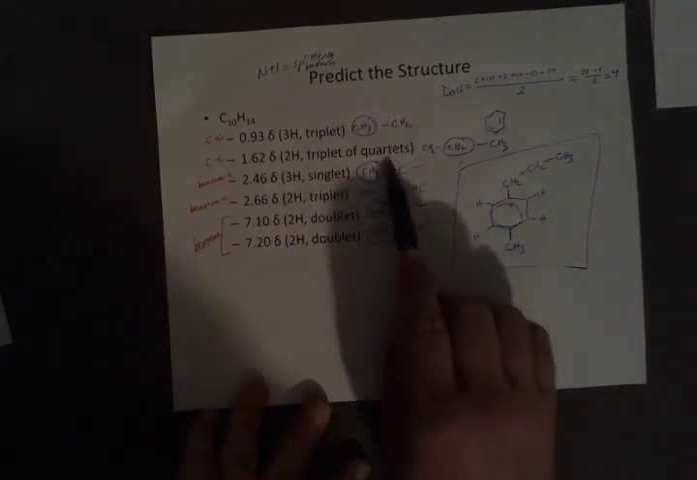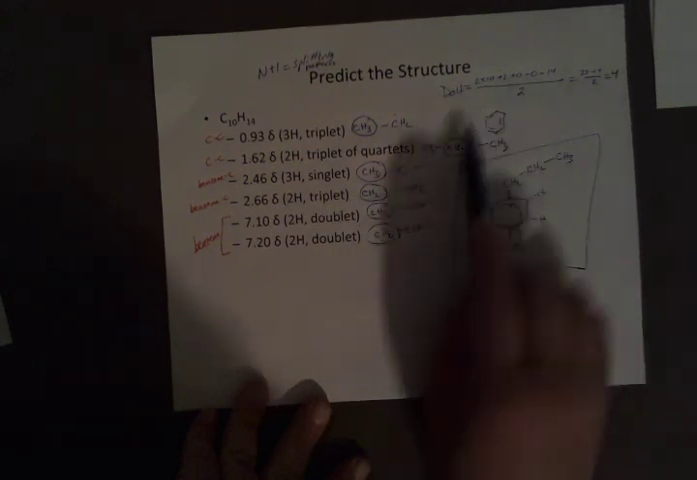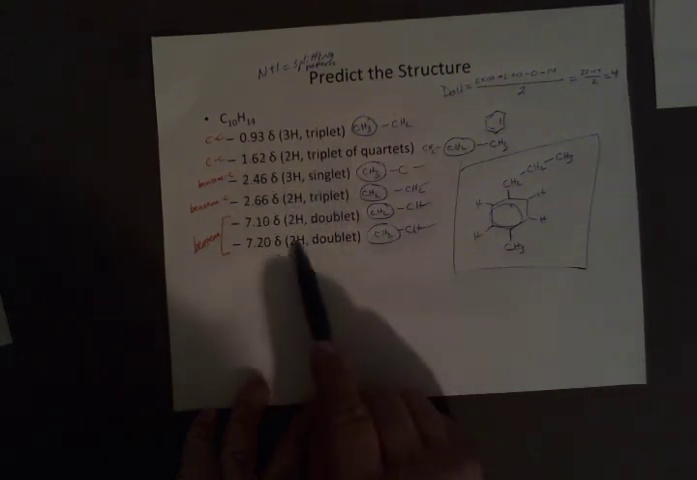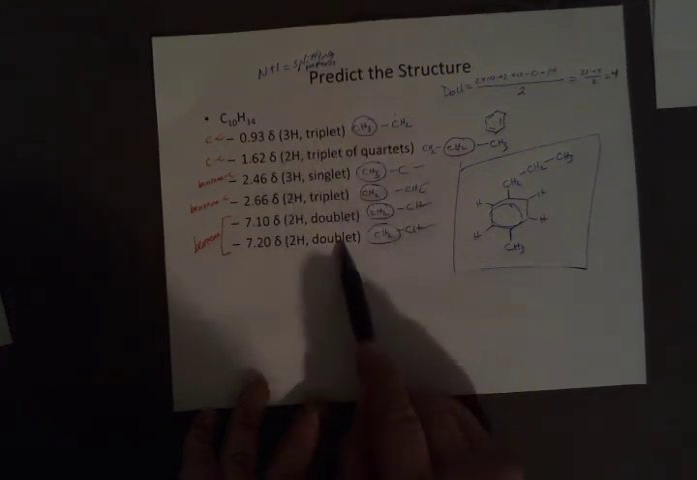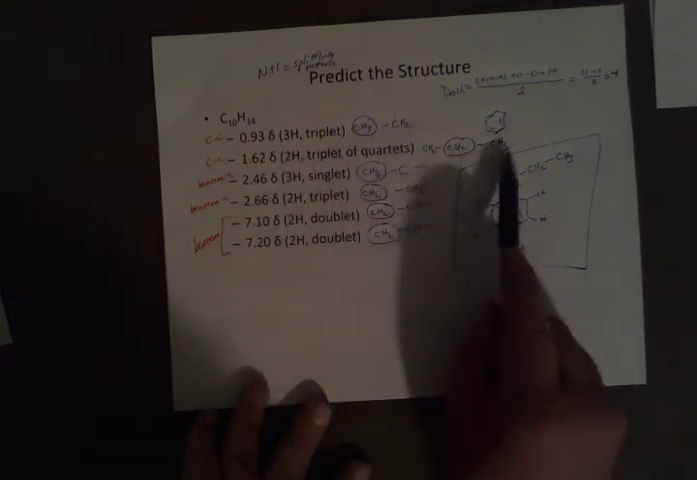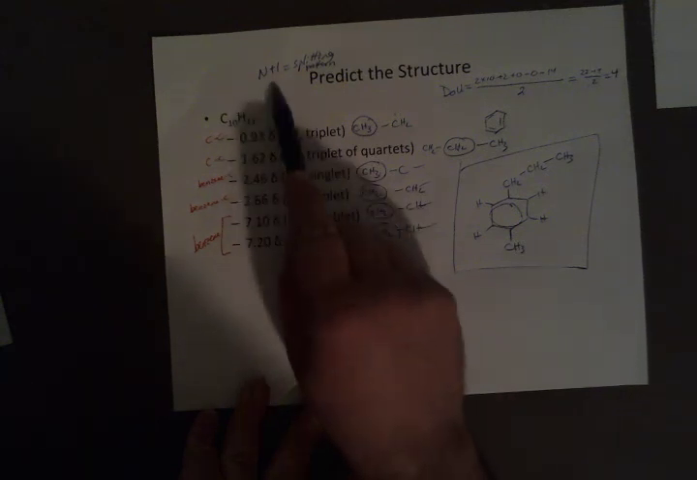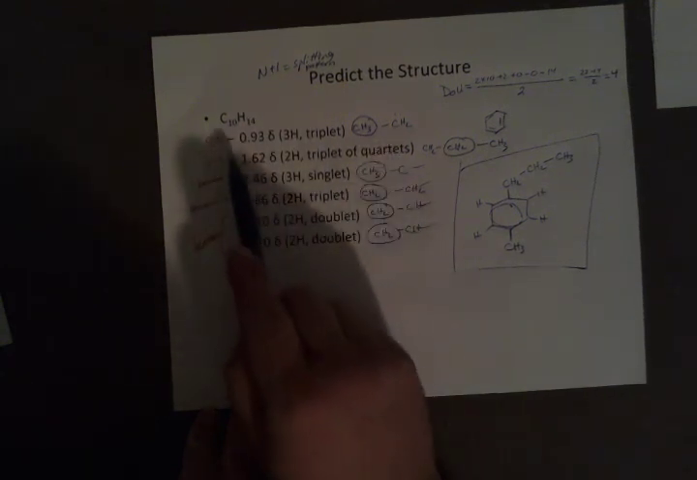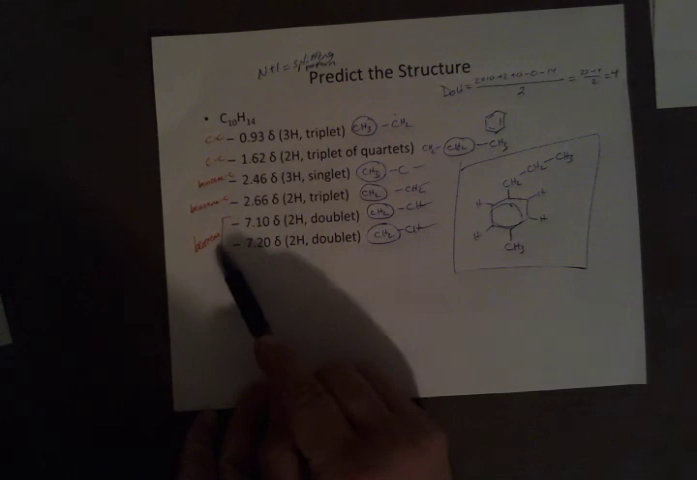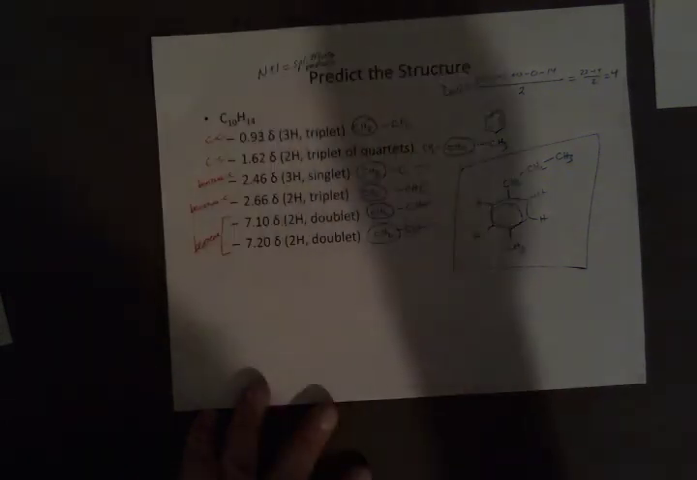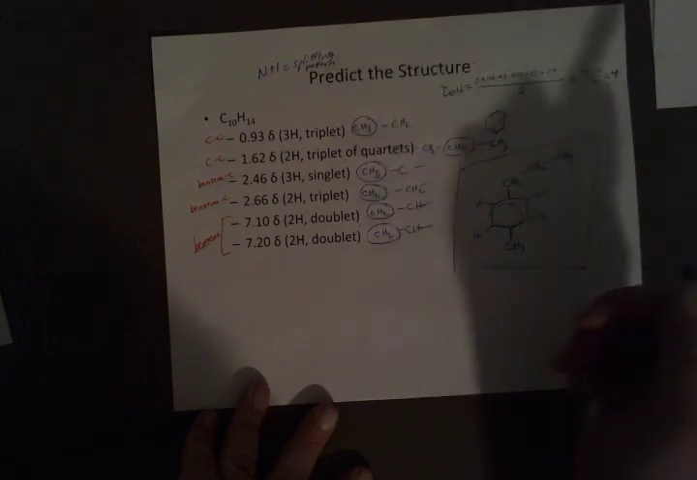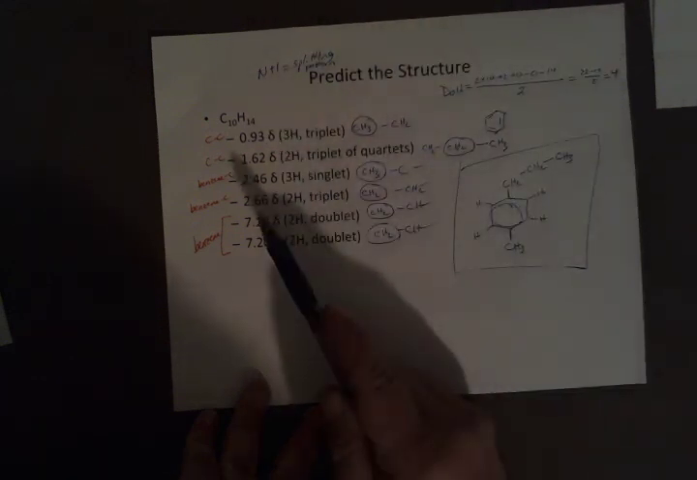So start working through these things. Get the DOU, start thinking about the integrations to tell you what's on the carbon. Start thinking about the splitting patterns to tell you what the neighbors are doing. Remember, it's n+1, okay? And then also figure out what the chemical shift information is going to be. Again, I'm going to give you all the chemical shift information. I'm going to give you the IR chart. You're just going to need to know how to use it for that.